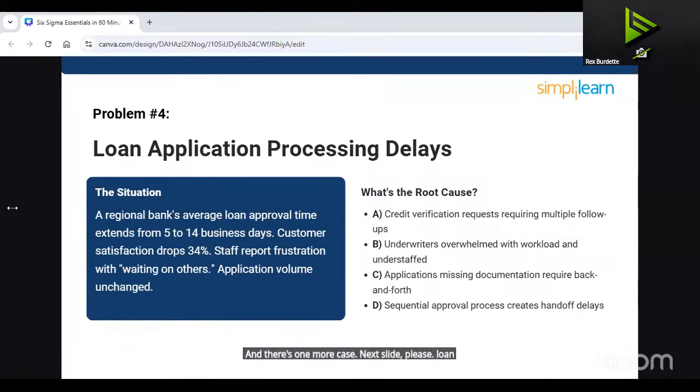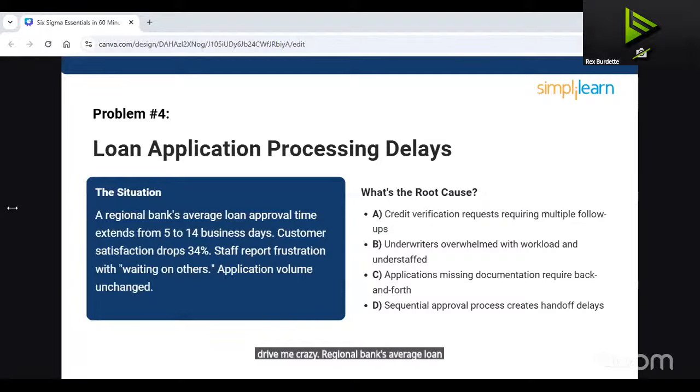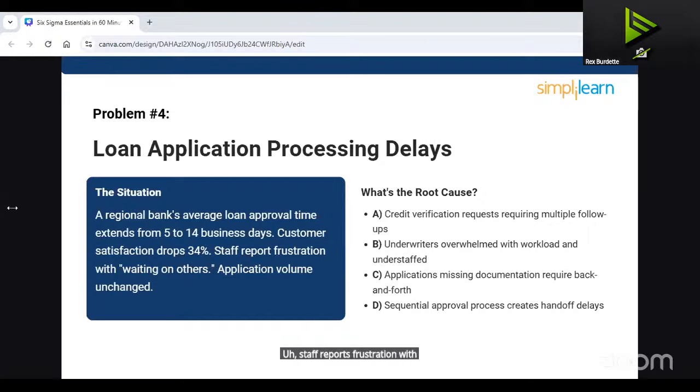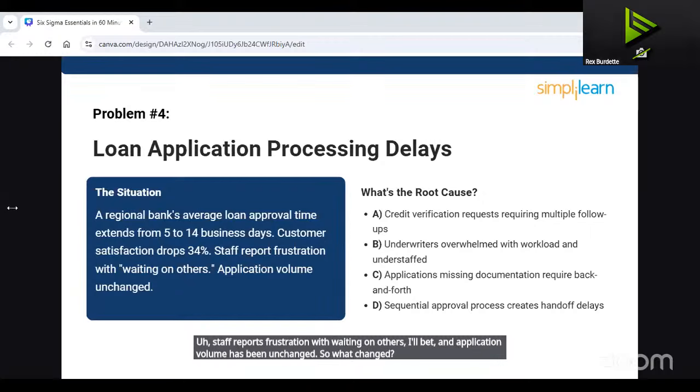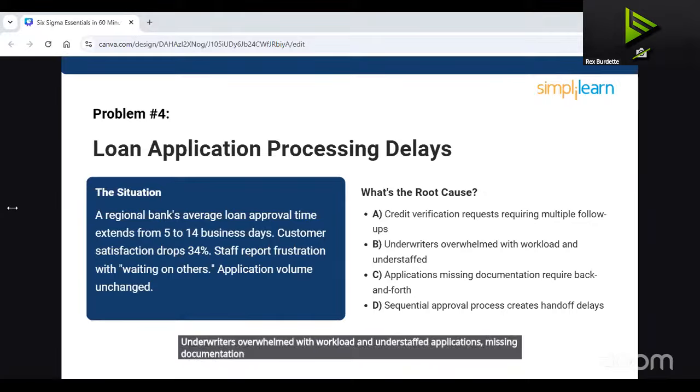Loan application processing. Again, these processing delays, these business delays drive me crazy. A regional bank's average loan approval time extends from 5 to 14 business days. That's huge. Customer satisfaction drops 34%. Staff reports frustration with waiting on others, I'll bet, and application volume has been unchanged. So what changed? The credit verification requests requiring multiple follow-ups, underwriters overwhelmed with workload and understaffed, applications missing documentation requiring back and forth, and a sequential approval process creates handoff delays.